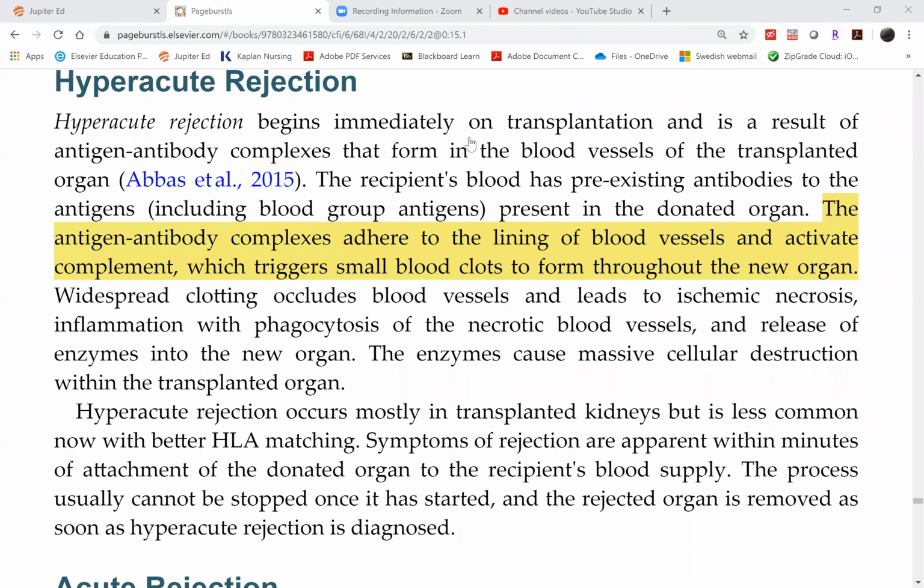Hyperacute rejection. This is the most rare, and this usually occurs within the first 24 to 48 hours of a transplant. It can occur during surgery. Good thing it's the rarest though, because of course before we decided to do the transplant surgery, we did the matching. We did months of searching, or even years, and then followed when we got a match.